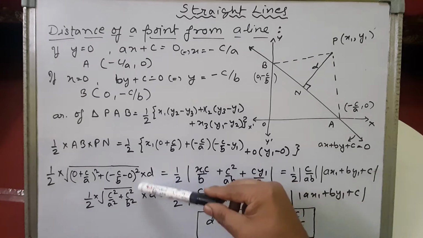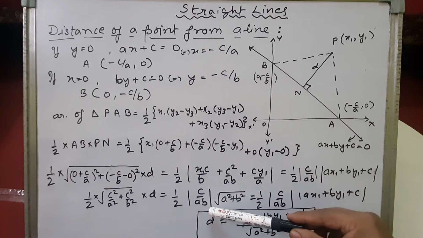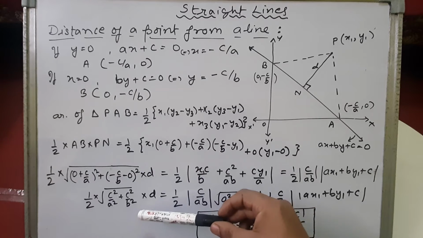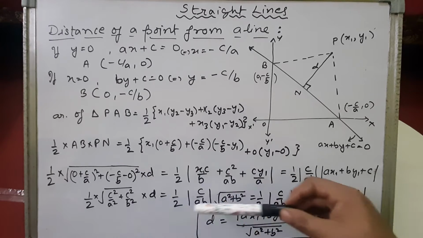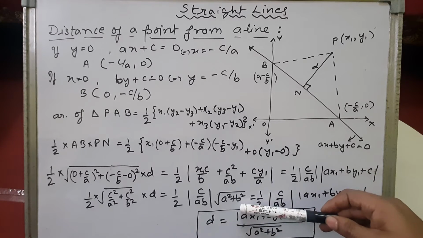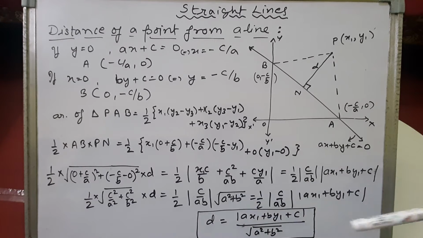Right. When we solve this, we'll get under root c square upon a square plus c square upon b square. Again, when we take a square b square as the LCM, then c upon ab will come outside the root, taking common from both the terms, so c upon ab will come outside the square root. So on the left hand side, we'll get 1 by 2 mod of c upon ab under root a square plus b square, and on the right hand side, we are getting 1 by 2 mod of c upon ab mod of a x1 plus b y1 plus c.